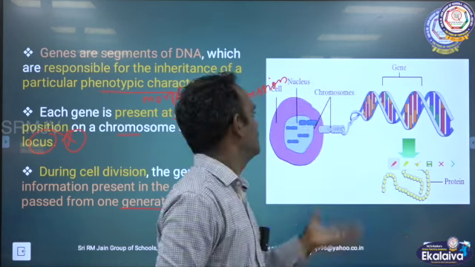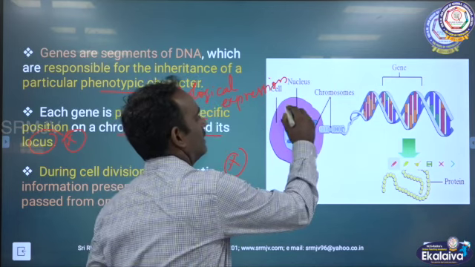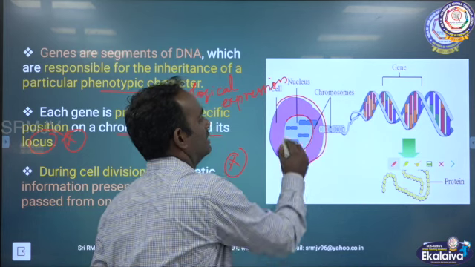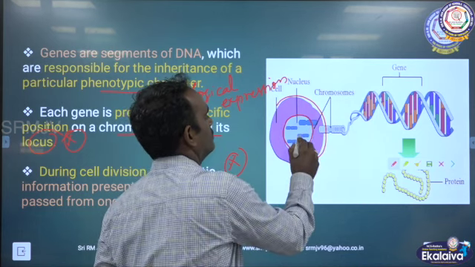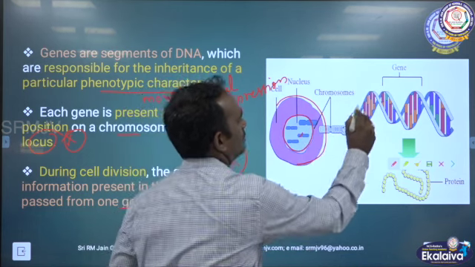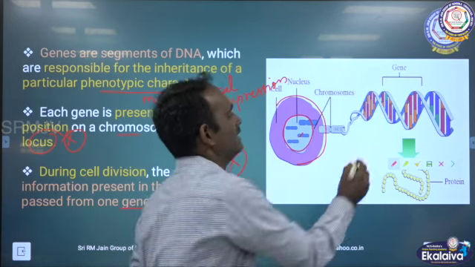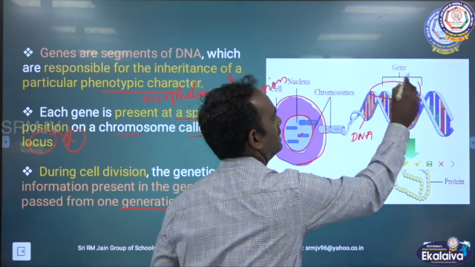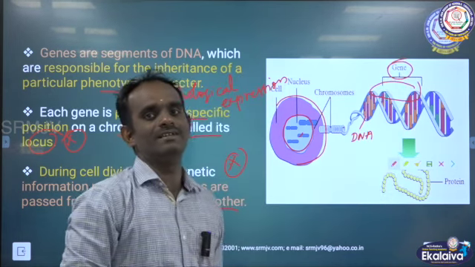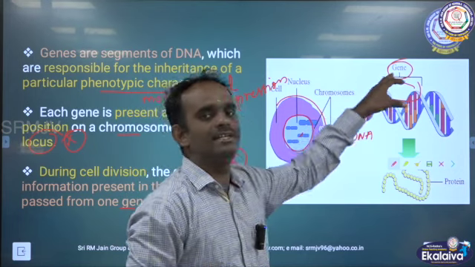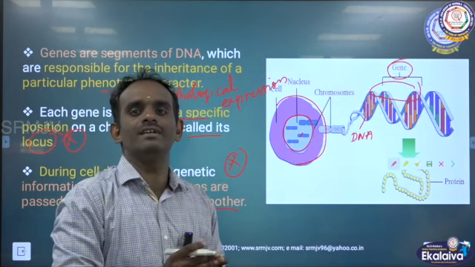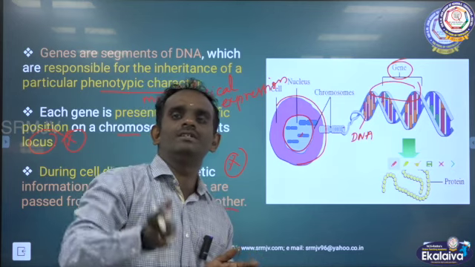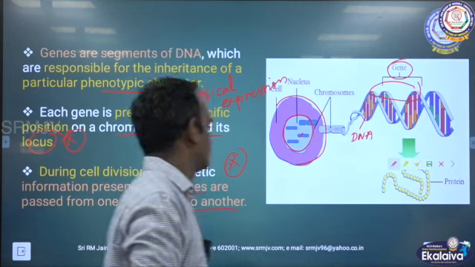See the picture here. Again, this is a picture of a cell. Inside it is a nucleus having chromosomes, and this is called DNA. A small segment of DNA is called a gene. It has genetic information. So during cell division, the information is transmitted from one generation to another.